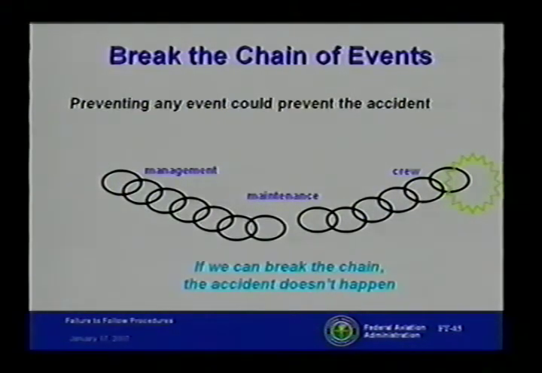If maintenance had gone in and checked that sensor, adjusted that sensor the way that it should have been done where the flight data recorder was, then this accident, the chain of events would have been broken and this particular accident would not have happened. We see that. It's hindsight. The perfect hindsight is 2020. And we see that in every accident.